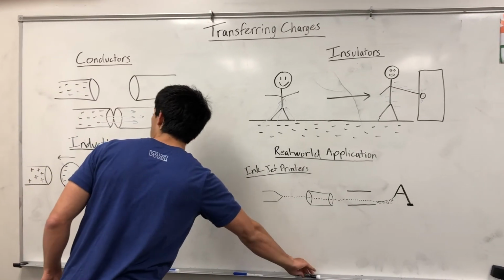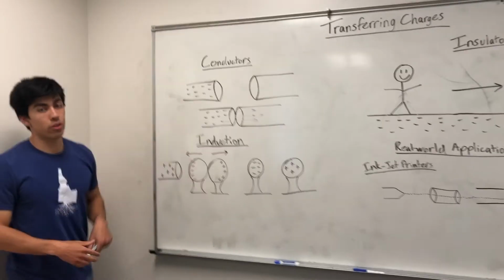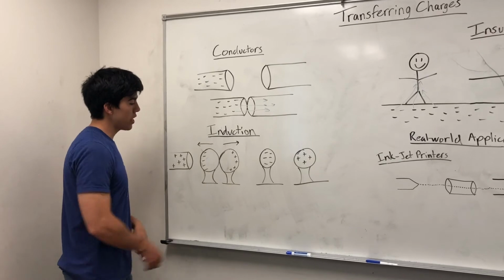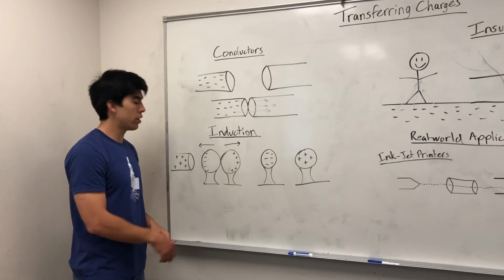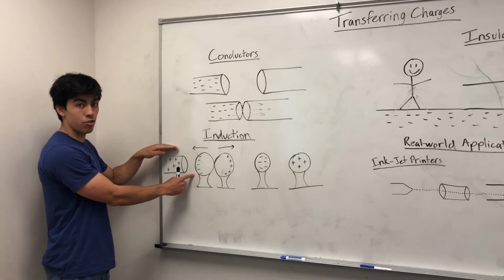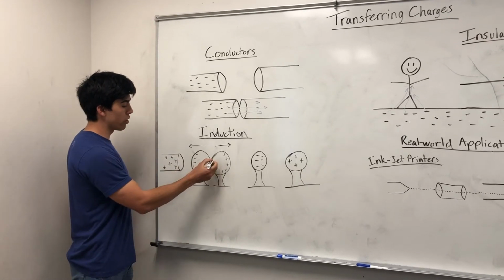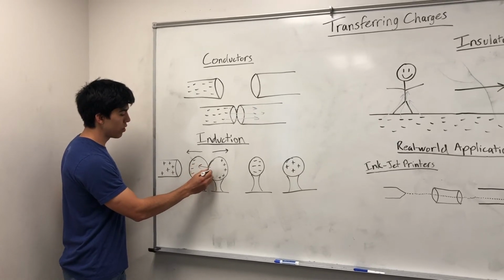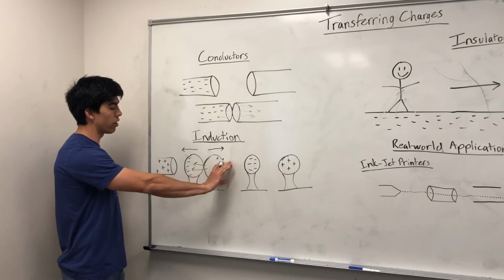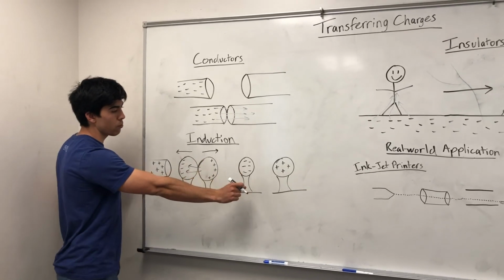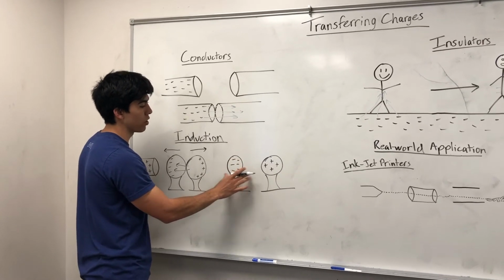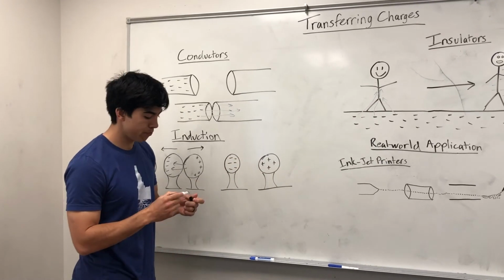Now with induction, this is the third way to transfer charges. What you do is you have two Van de Graaff balls, which are conductors, and initially they have a uniform charge in them. But when you bring an object, such as a positively charged material, close by but not touching, the electrons migrate to this side because they're attracted to this positive charge, while the positive charges stay over here. And then when I separate these objects, you're left with one Van de Graaff ball with a negative charge on it and one with a net positive charge on it.